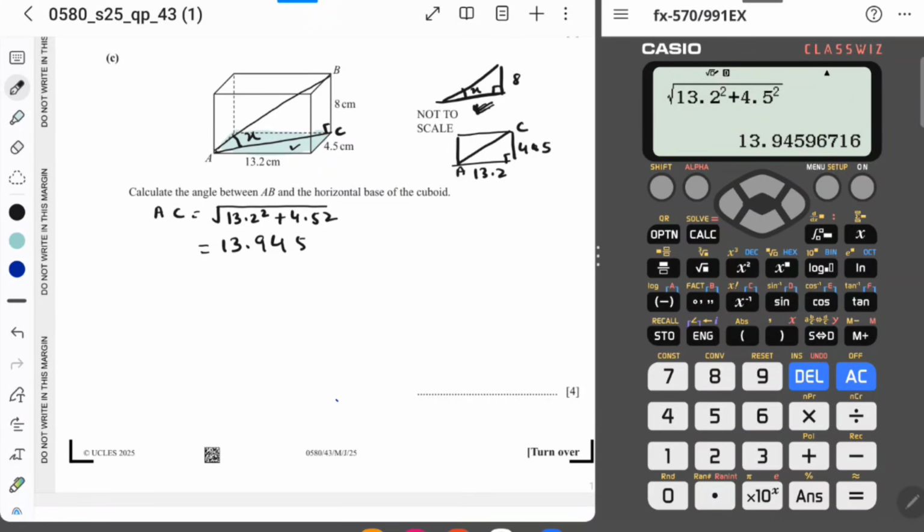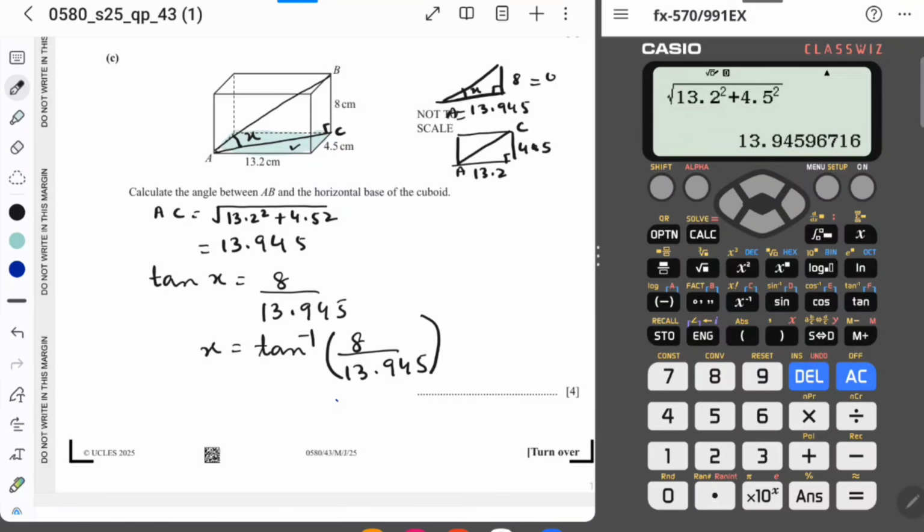So here it is, 13.945. You have the opposite side and the adjacent side, so tan is applicable. Tan x is equal to opposite over adjacent, 8 upon 13.945. And whenever you have to find the angle, you find the inverse of the fraction.